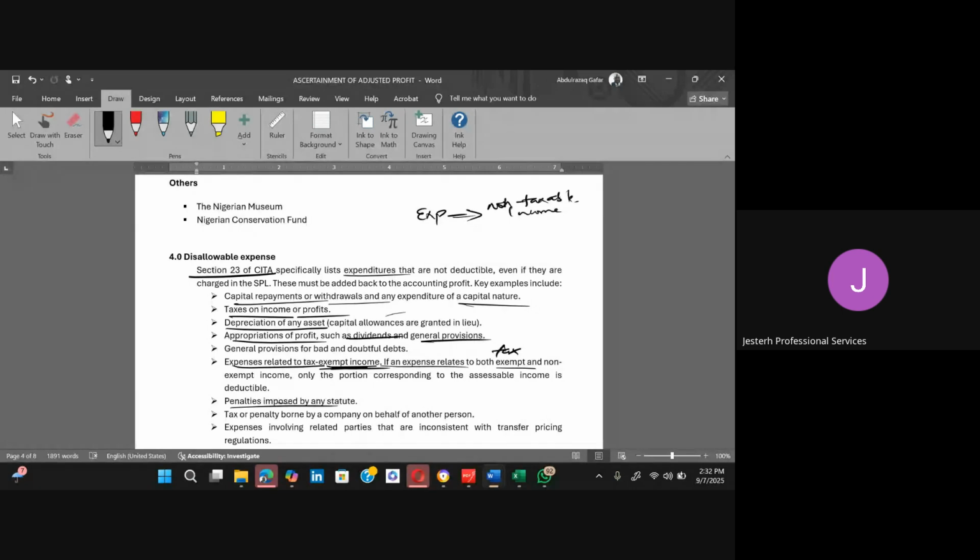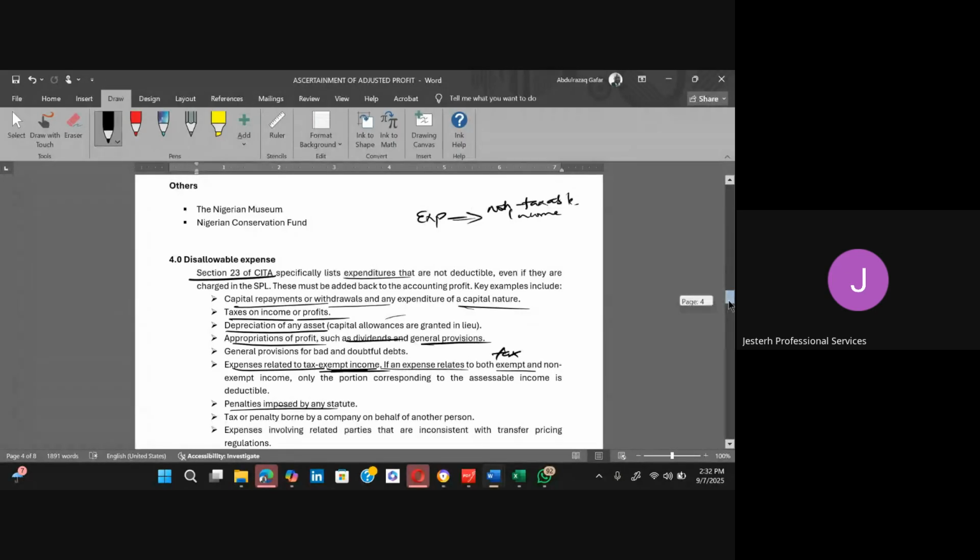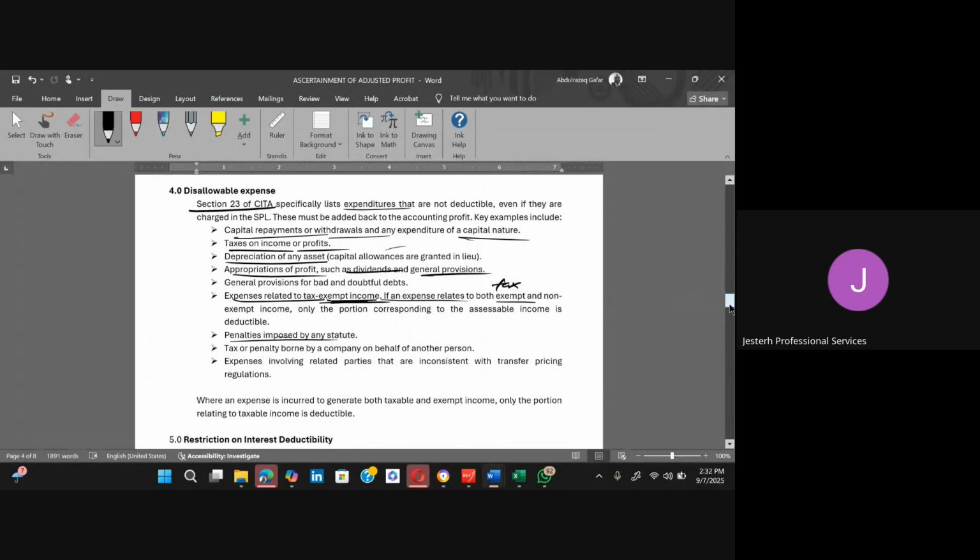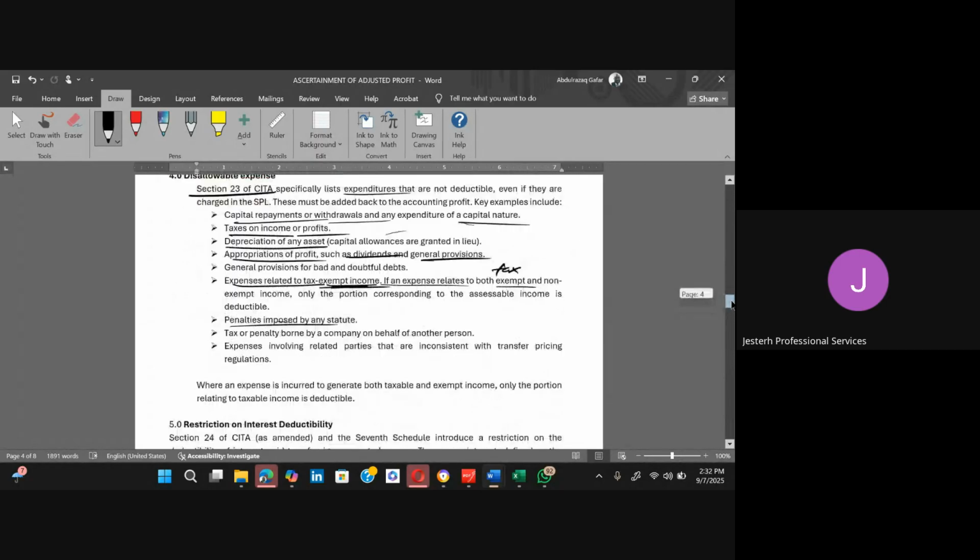It's not only from the tax that you incur penalty. For instance, if you did not file your financial statements as and when due with, let's say, the Securities and Exchange Commission, you will be penalized, and such penalty will be disallowed for tax purpose. So, tax or penalty borne by a company on behalf of another person, then expenses involving related parties that are inconsistent with transfer pricing regulations will not also be allowed. Any question thus far?